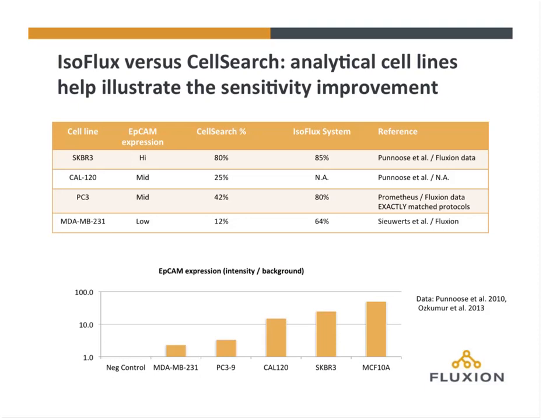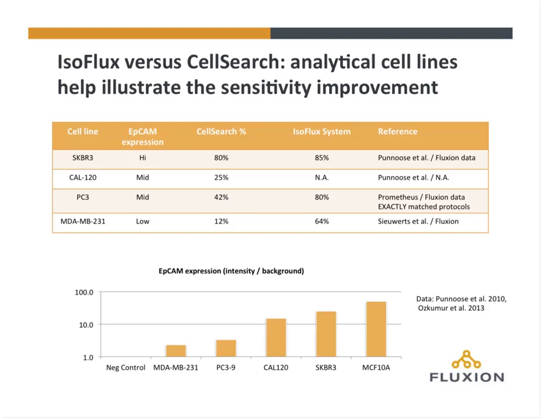So for a high EpCAM cell line like SKBR3, both the CellSearch and the IsoFlux system have CTC recovery in the 80 to 85% range, which is pretty good for both platforms. But when you start to dip down to a low EpCAM line, like the MDA-MB-231s, the difference starts to become more extreme. You see that there is over 5 times more recovery on the IsoFlux system, 64%, compared to 12% on the CellSearch platform.